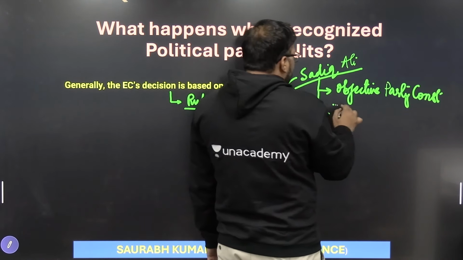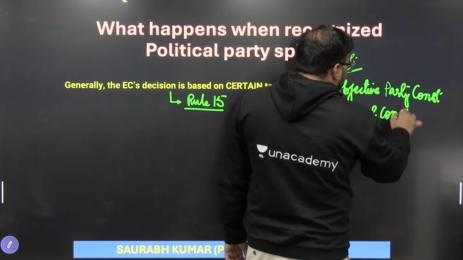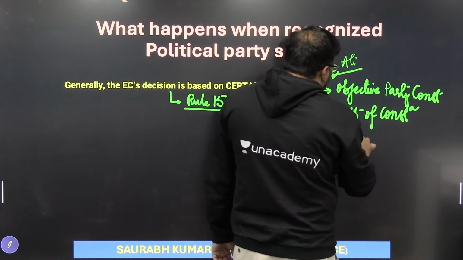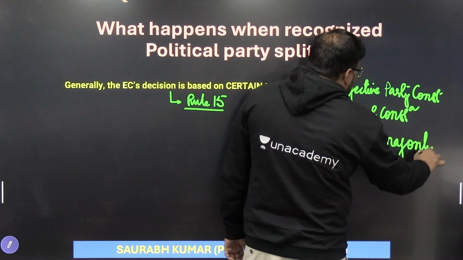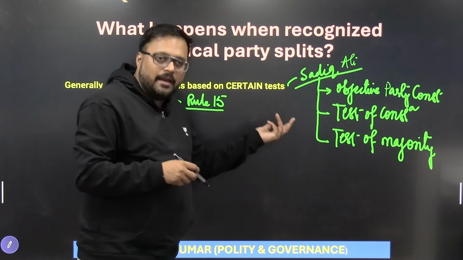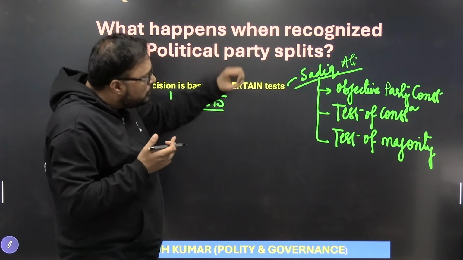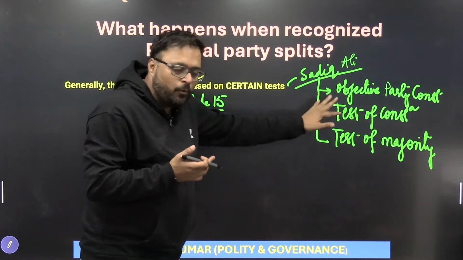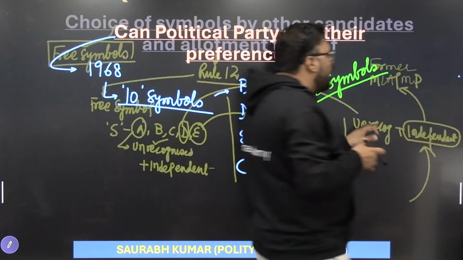The next is the test of constitution. Not the Indian constitution, but the party constitution. And the third is the test of majority. Whenever the 2 factions of the political party have a contention over the symbol, they will go to the Election Commission of India. The Election Commission of India says that it is very difficult to arrive at a point based on the first 2 points, and therefore they look into it from the perspective of the test of majority only.